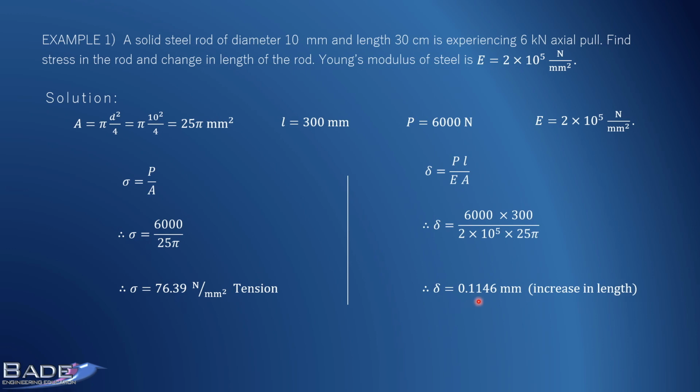So 0.1146 millimeters. This answer is not enough. You should mention whether it is increase in length or decrease in length. So this is what you should know. If it is increase in length, we say it is positive change in length. If it is decrease in length, we say it is negative change in length. This sign convention you will have to use when you want to add deformations of bars which are in series.